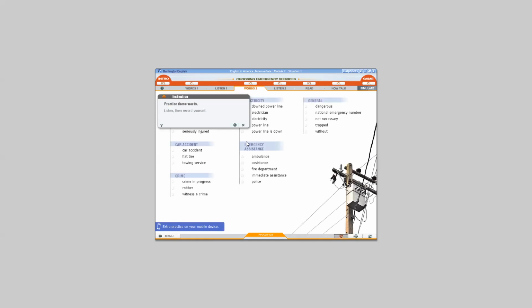Okay, practice these words. Listen, then record yourself. Of course, we're not going to record ourselves, but we are going to practice the words. So the first section is injuries. Bleeding heavily. Broken arm.